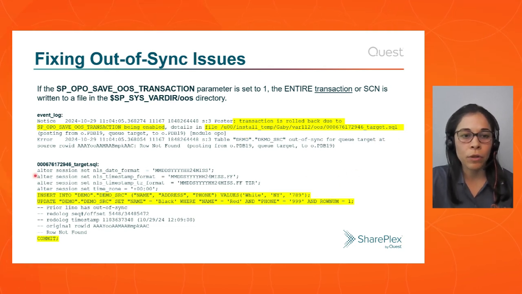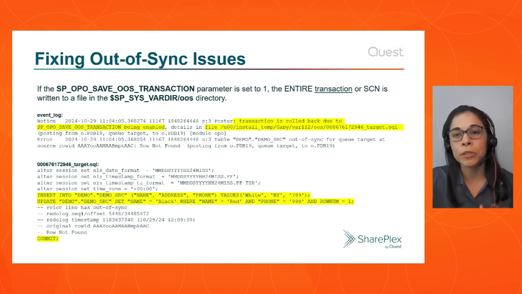This file includes all the DML operations that were rolled back in that transaction. In this case, I did an insert, an update, and a commit, plus more information related to this specific transaction. So you can have this kind of information, which is important for you during this autosync finding.